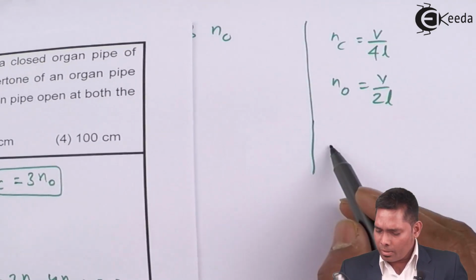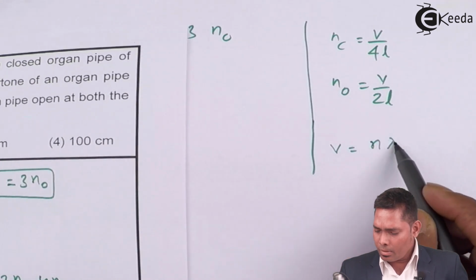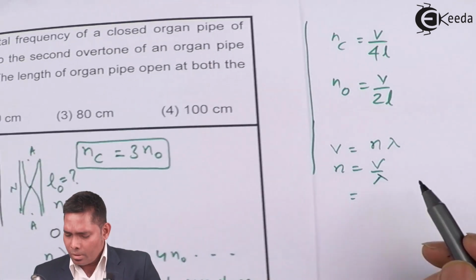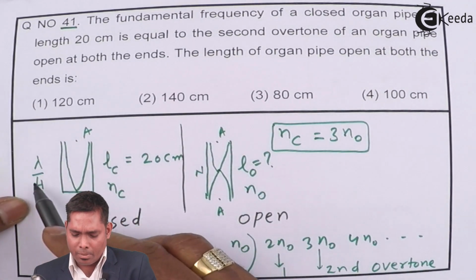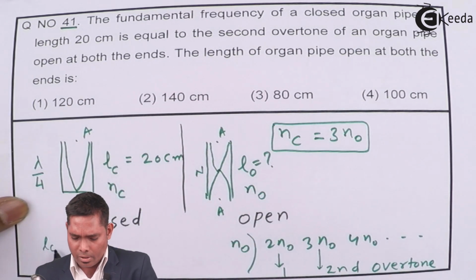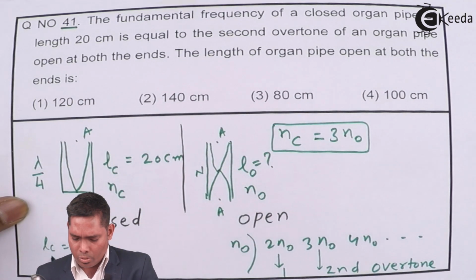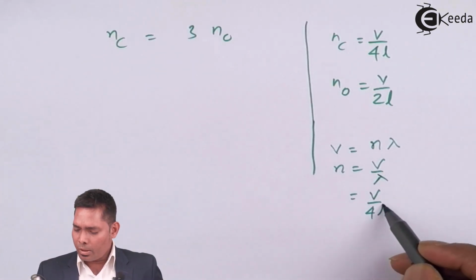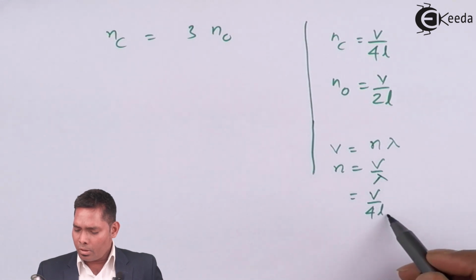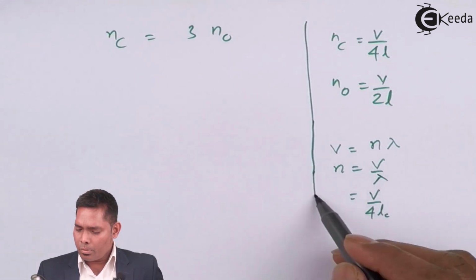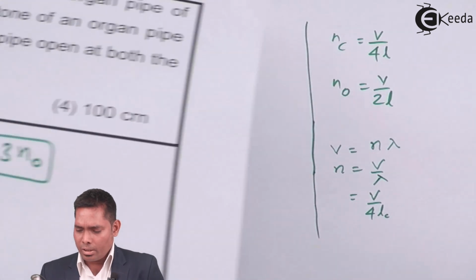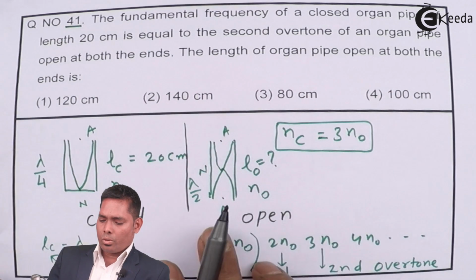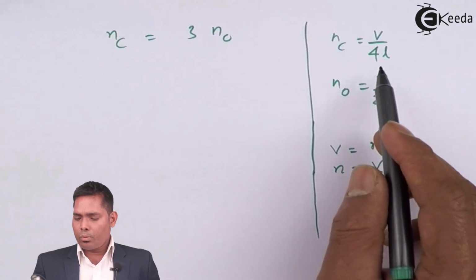Because you can see that velocity is frequency times wavelength, and the frequency is velocity upon wavelength. And what is this wavelength? Now you can see that this length accommodates lambda by 4 wavelength. LC equals lambda by 4, so lambda is equal to 4 LC. If I put it here, then it's 4L, where L means the length of the closed tube. Similarly for open tube, it will be 2L because this length is lambda by 2. So therefore it is 2 here and 4 there.